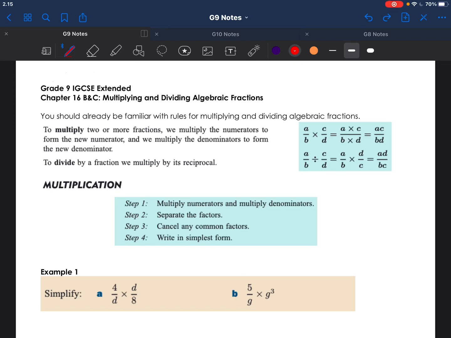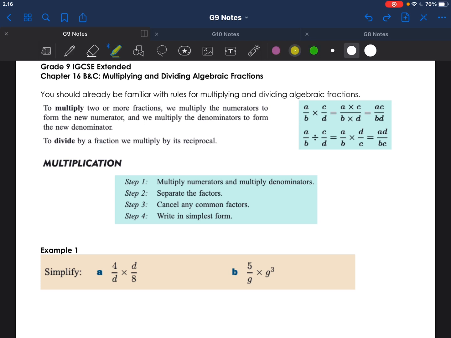Alright, so in this video, I'm going to go over chapter 16B, C, and D. So that's a lot because 16B and C are pretty easy. If you guys remember, and I hope you remember, multiplication and division with fractions. So algebraic fractions are just fractions with variables, and I'm sure that you guys will find this easy. So let's go over some of these.